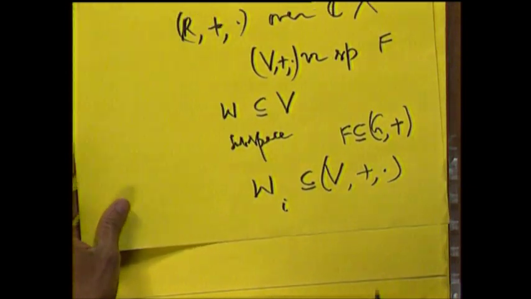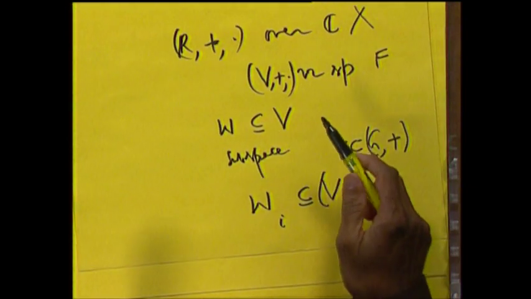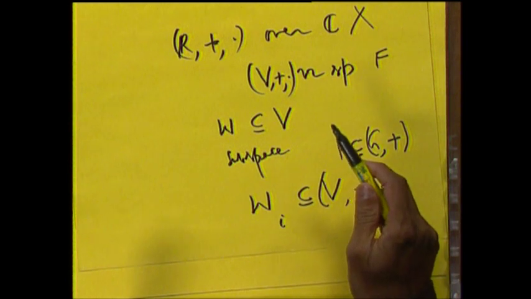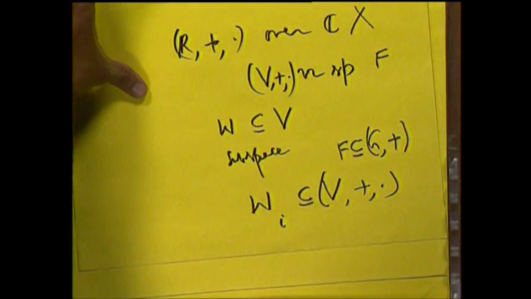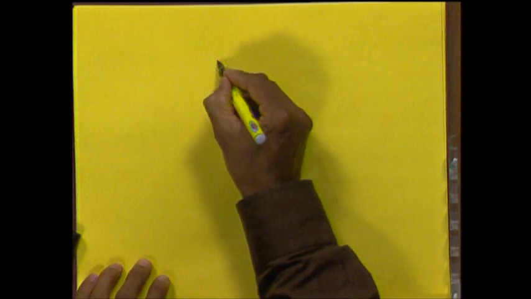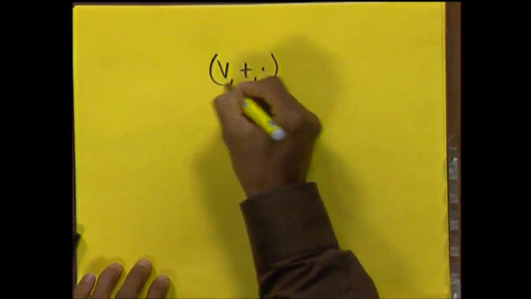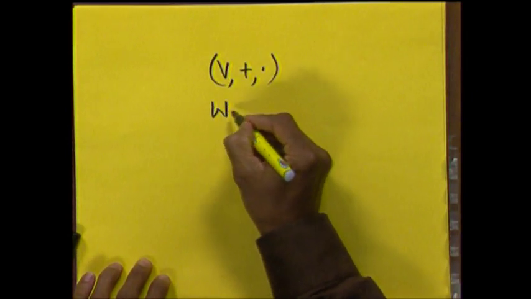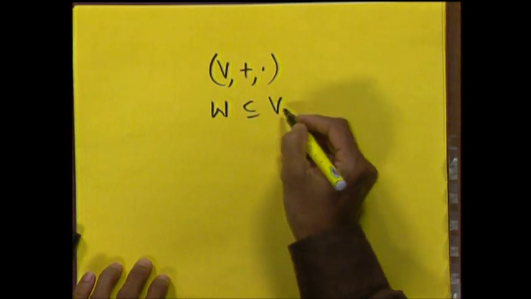Before going to this, we should talk about a criterion of a vector subspace. So, we have V, plus, dot is a vector space and W contained in V is a vector subspace.